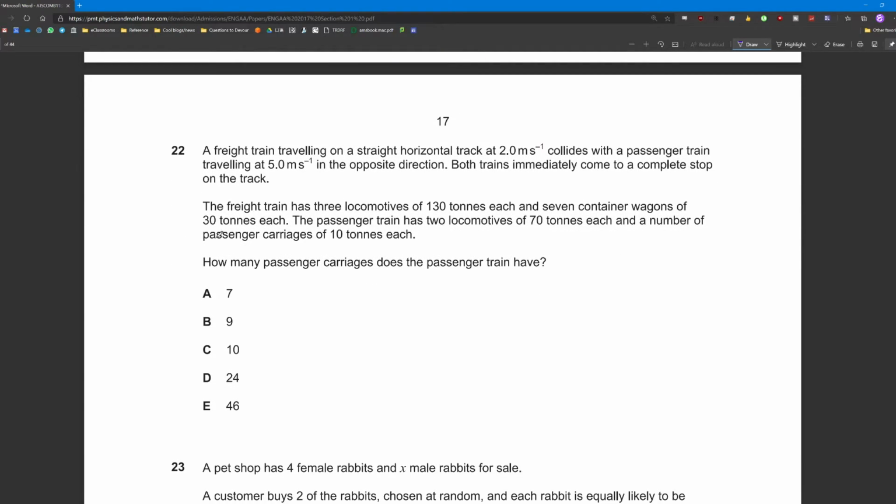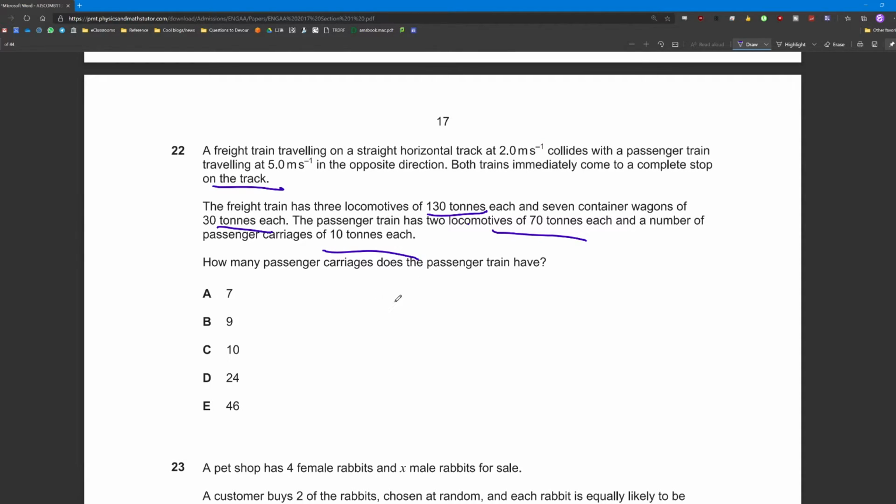Okay, a freight train traveling on a straight horizontal track at 2 meters per second collides with a passenger train traveling at 5 meters per second in the opposite direction. Both trains immediately come to a complete stop on the track. The freight train has 3 locomotives of 130 tons each and 7 container wagons of 30 tons each. The passenger train has 2 locomotives of 70 tons each and a number of passenger carriages of 10 tons each.